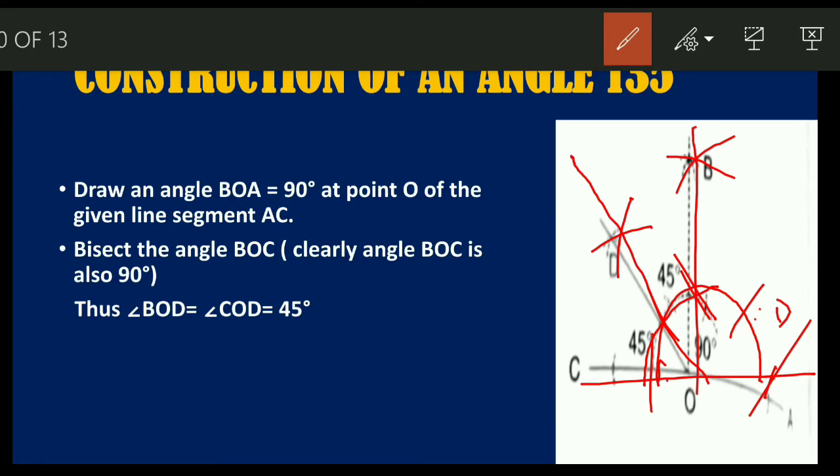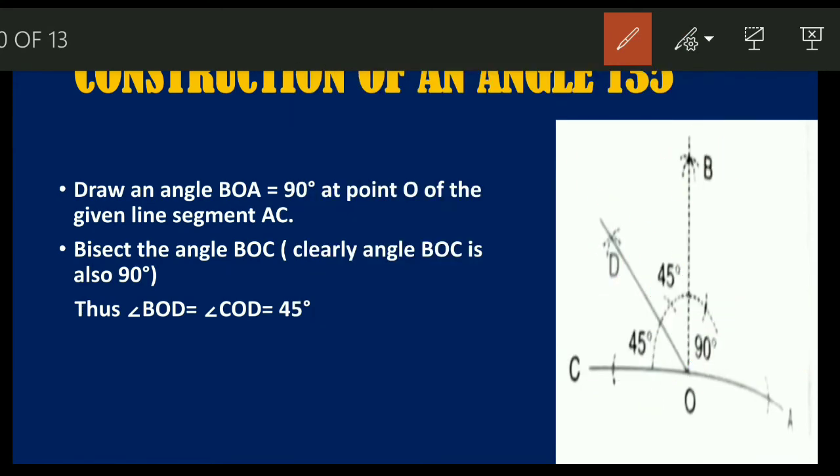Now when you draw 135, that means from here to here is your 135 degree. So this is 90 and this is 45. So 90 plus 45 is 135. So first you draw 90 degree, and from there you draw one arc, and then take this as center and then cut this arc.